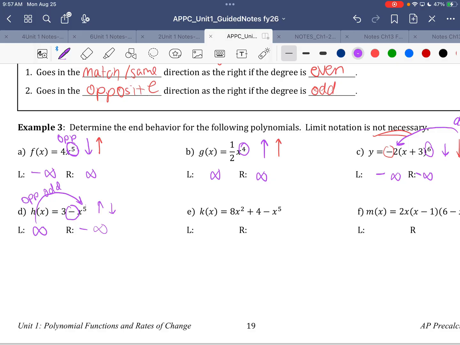Is it up, up? Because I have a positive 8x squared. Oh, dang, it tricked me. It is based on the biggest degree. I'm not adding all the degrees up here because this is in standard form. It's all foiled out. I'm just looking at the biggest degree term. So we got a negative. The right branch should be going down. And it's odd, so the left branch should be opposite.